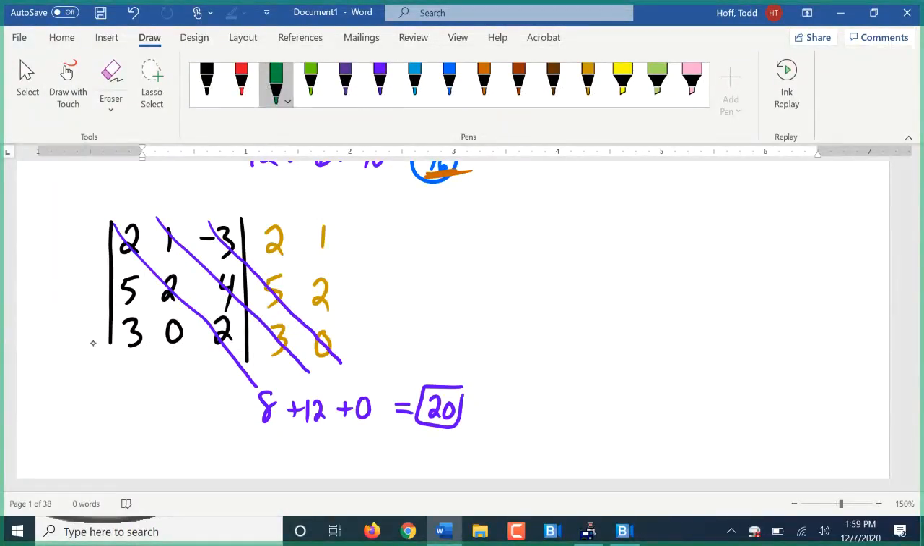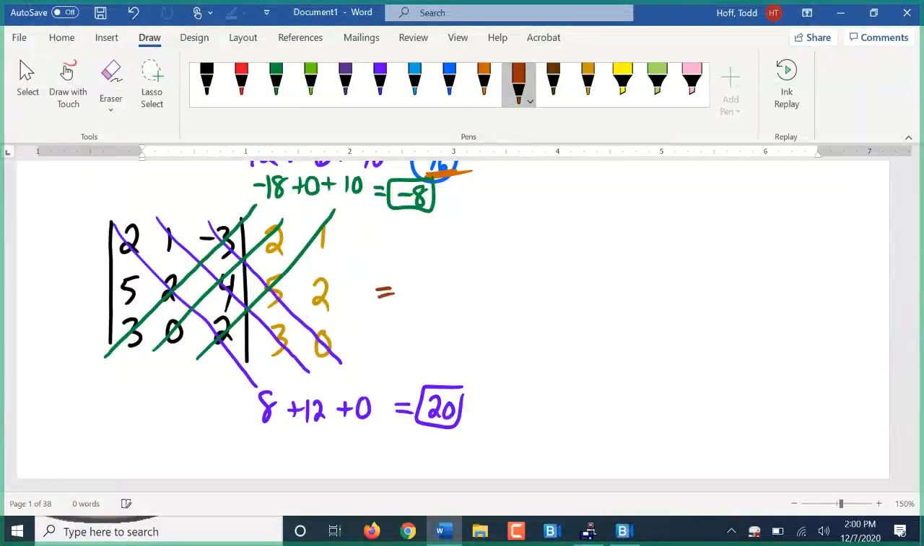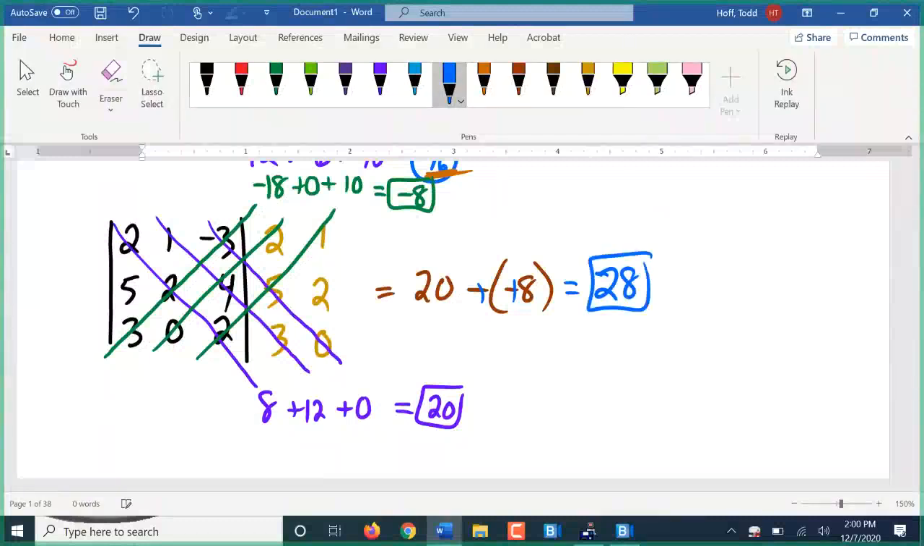Going up, I have 3 times 2 times negative 3, which is negative 18. So 0, 4, and 2, once again, there's a 0 in it, so that's a 0. 2, 5, and 1, which is 10. We add those, negative 18 plus 10 is a negative 8. And now we have 20 minus a negative 8, which of course is the same as 20 plus a positive 8. 20 plus 8 is 28. So that matrix has a determinant of 28.